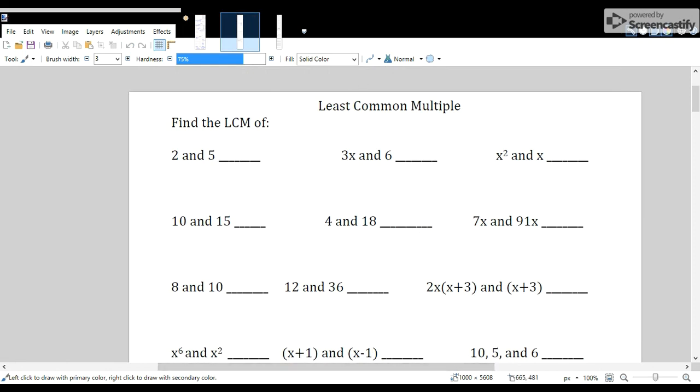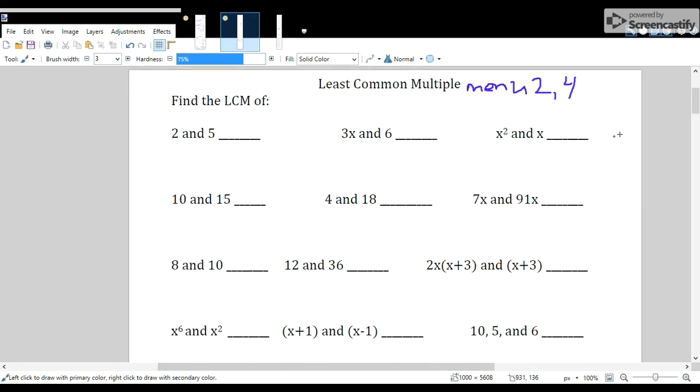Finding least common multiples. To find the LCM in the calculator, you go to Calculate, Menu 2, 4. So for example, if you had 2 and 5, you would press those numbers, and they would have LCM and then parentheses 2, 5, and then enter. And if you put that in, you should get 10.